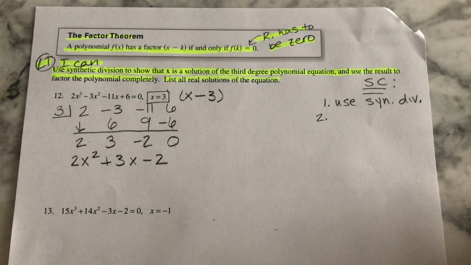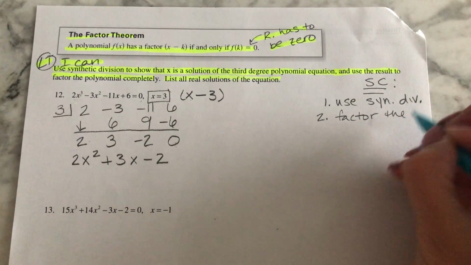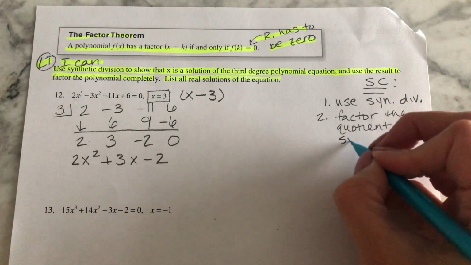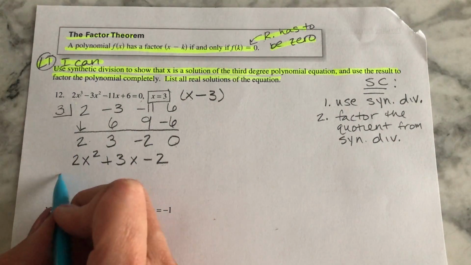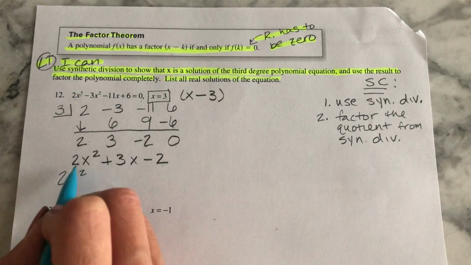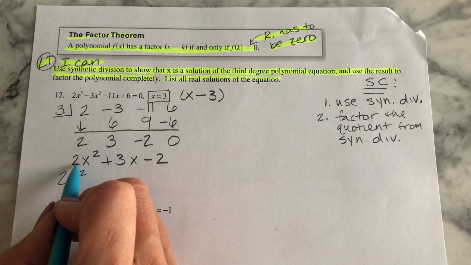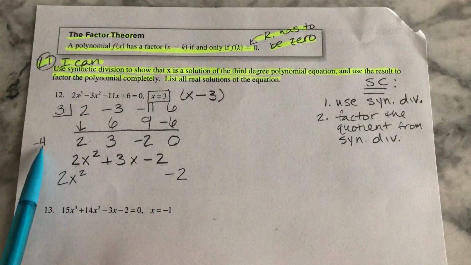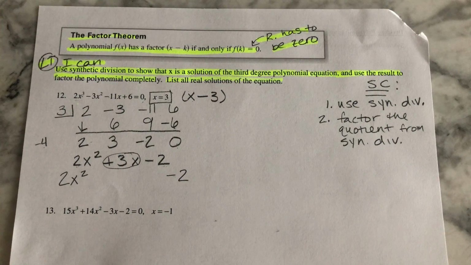So that's my next step. After I find my quotient, I'm going to factor it completely. So factor the quotient obtained from your synthetic division. Okay, here's my quotient. Let's factor it. This is a trinomial where a is greater than 1, so this is where we have to factor by grouping. So we do 2 times -2, we get -4 there. And then we're going to find the factors of -4 that add to 3, because we're going to replace that 3x.